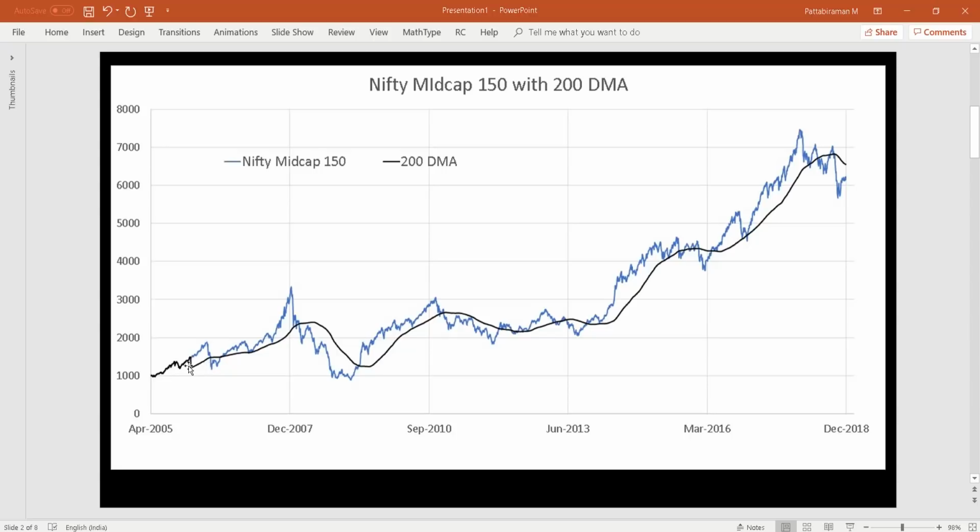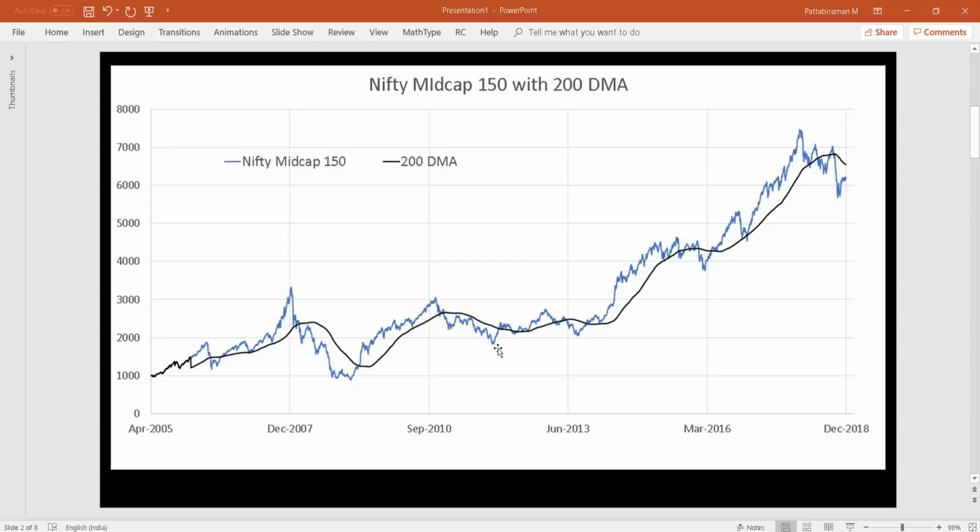So what you do is, on any given day, you take the last 200 days' closing price of the Nifty Midcap 150 and take the average. So it's a kind of rolling average of the last 200-day closing price, and that's the black line. You can see it's a lot smoother, but because there is a delay, there's a 200-day shift in the features, but that's inevitable, you cannot do anything about that.